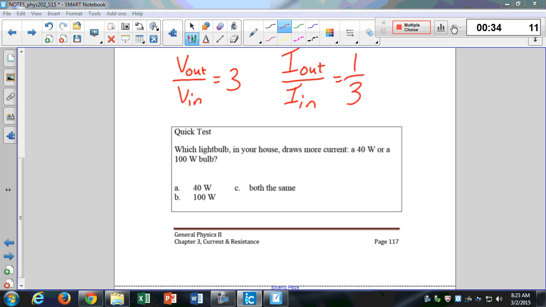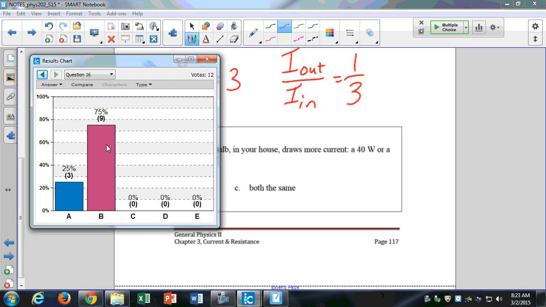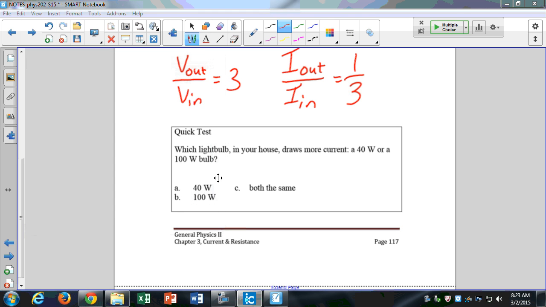So there's a few more seconds. Stop at 38. Very good. B is right. The more power means you have more current. So the 100 watt will draw more current.